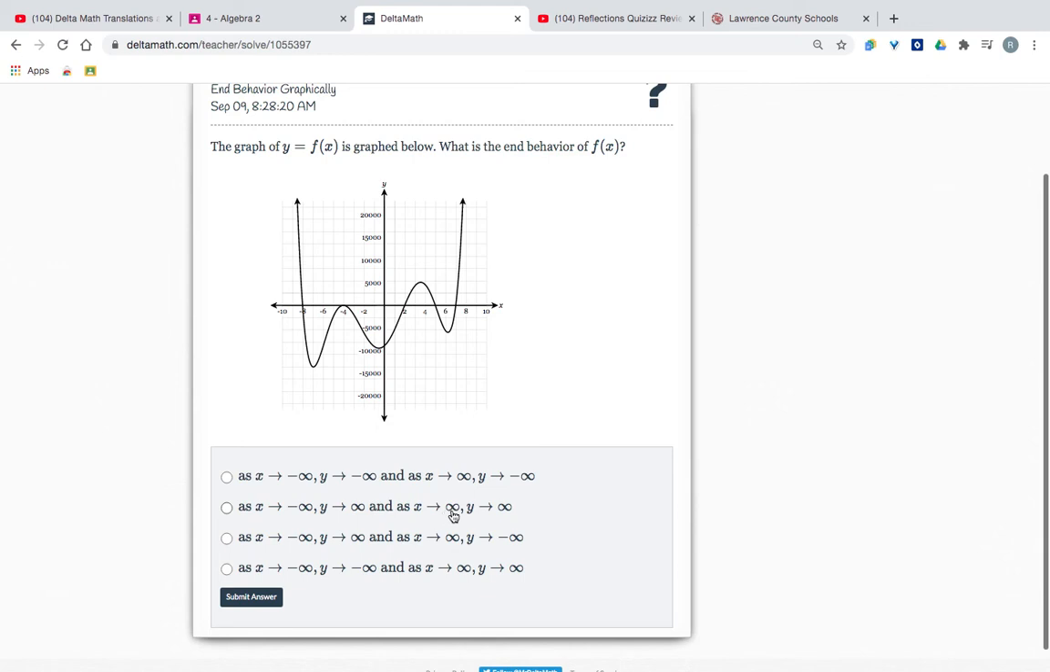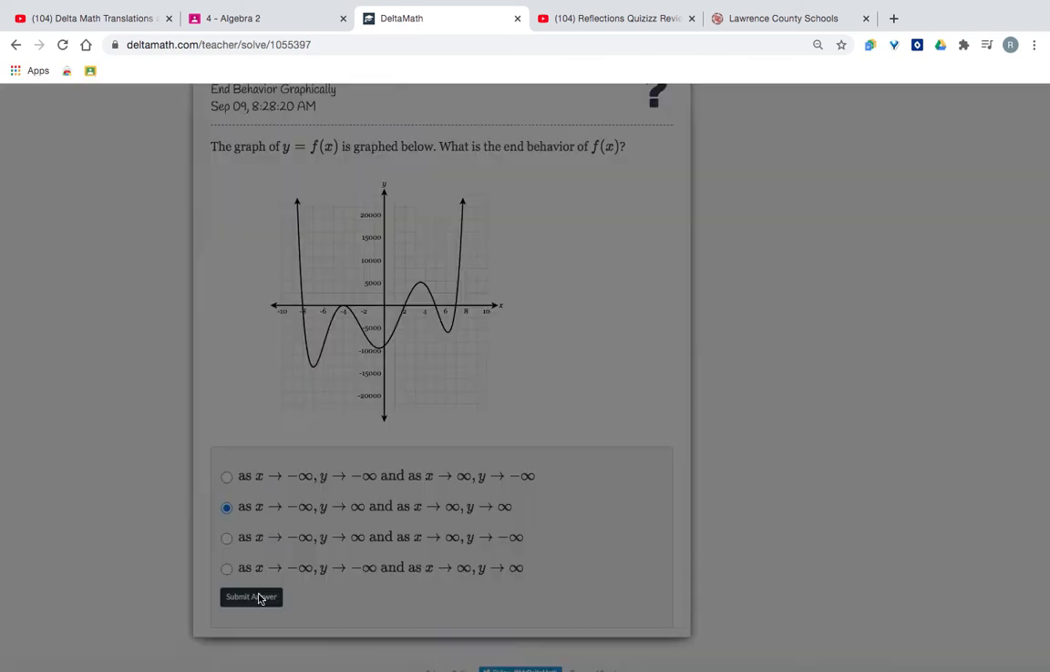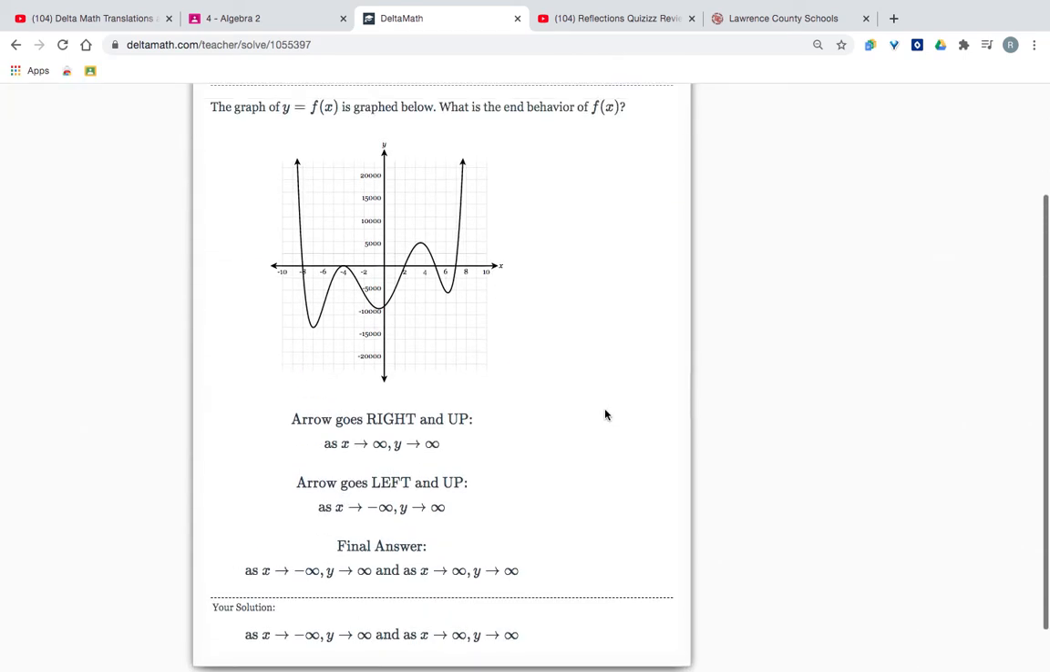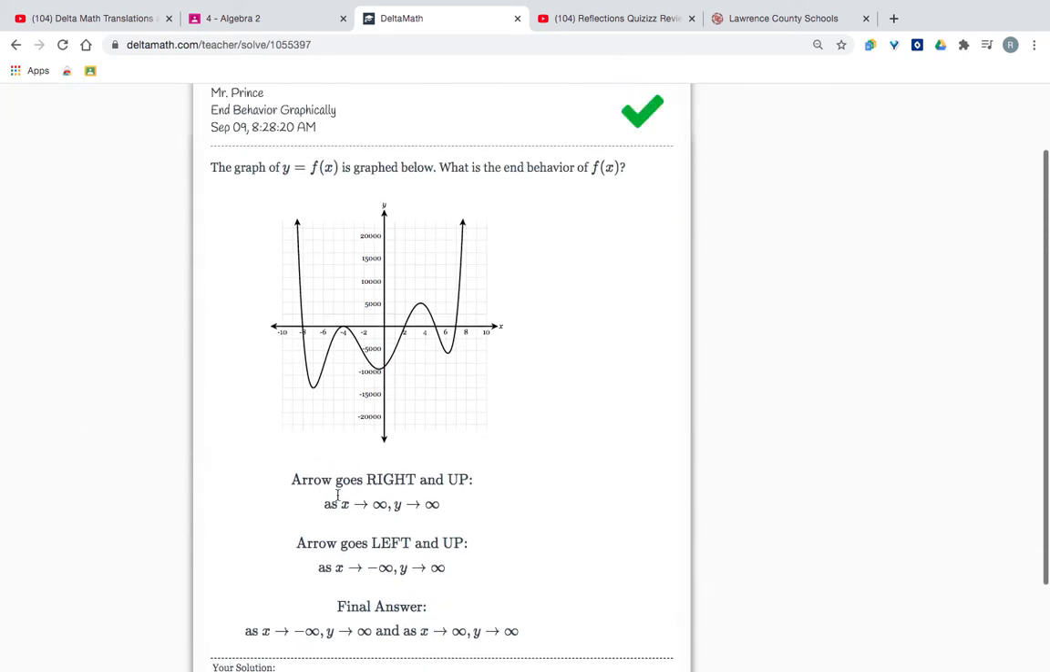As x approaches positive infinity, meaning as it goes to the right, it says y still goes up. Y approaches positive infinity. That's true. It goes up. So that's going to be my answer. I'm going to submit that. And that's correct. And it even tells you it goes right and up. That means this, right? It tells you you're going to the right and you're going up. So x approaches positive infinity, y approaches positive infinity.